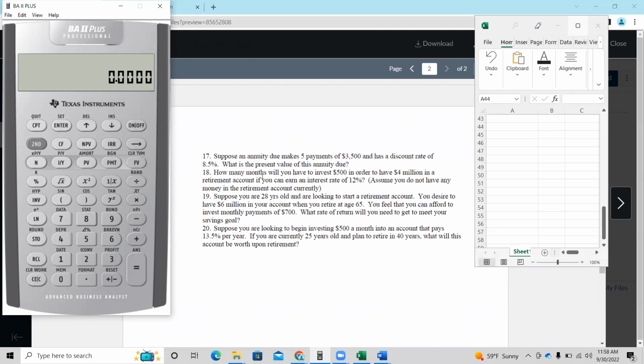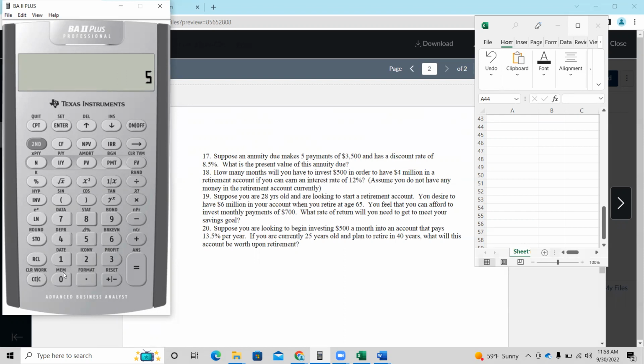All right. So what are we solving for? It looks like we're solving for the number of months that it will take. So we're solving for the number of periods. My outflows are going to be this $500 investment each month that's coming out of my pocket. Therefore, that's going to be the negative, the outflow here. And then I'm going to have a $4 million inflow into my retirement account. Okay, so that's going to be my inflow. So let's solve this real quick.